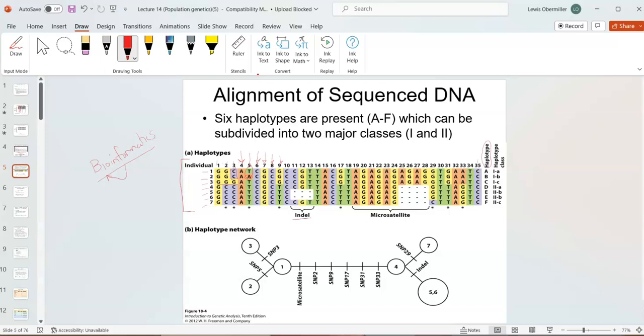This is an insertion or deletion. Probably a deletion. Those are more common. Again, we'd have another insertion or deletion here.